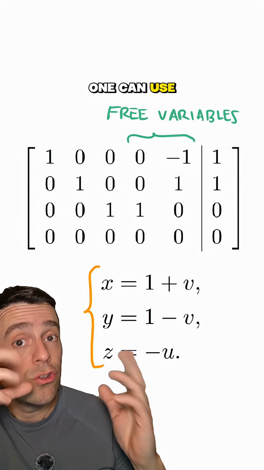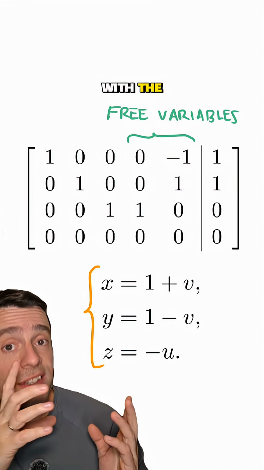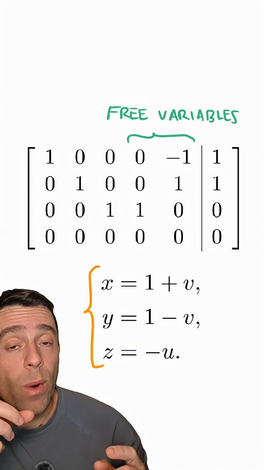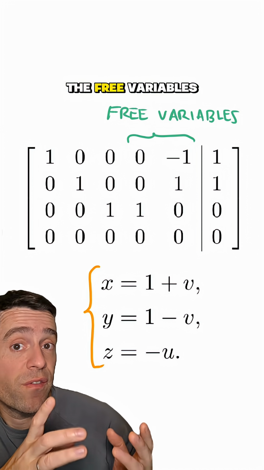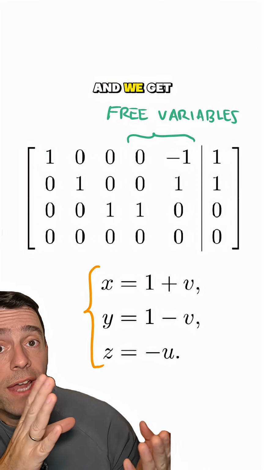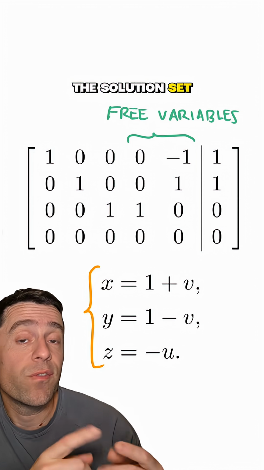And finally, one can use the augmented matrix to come up with the solution set. We solve for x, y, and z in terms of the free variables u and v, and we get the solution set for this system.